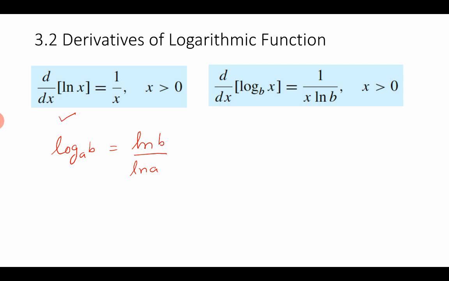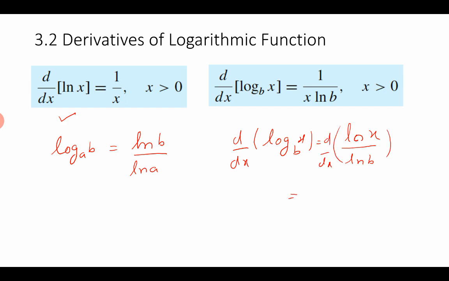So when you get log x base b, you can write ln x over ln b. When you differentiate it with respect to x, d by dx, ln b is constant. Keep the ln b as constant over ln b, and then the derivative of ln x is given here in the first result. It is 1 over x. So 1 over x ln b, second result.